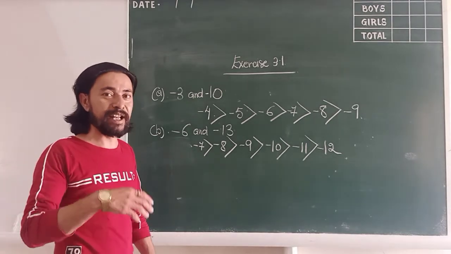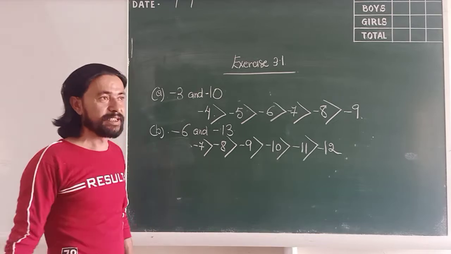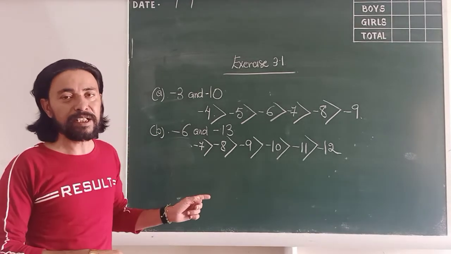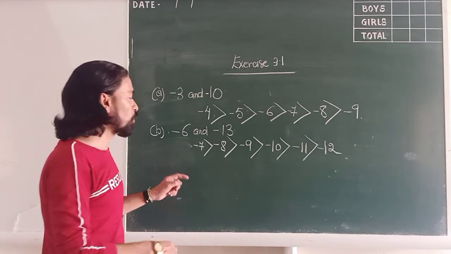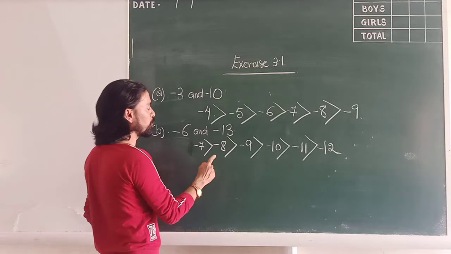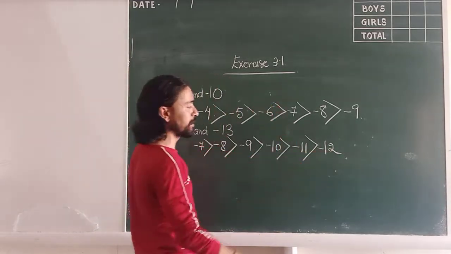So from -6 to -13, I have to write the integers in decreasing order. I have to write the next smaller number after -6. I cannot write -5, because -5 would be greater. So I have to write the smaller number. So I will start with -7, then go to -8 and continue till -12.